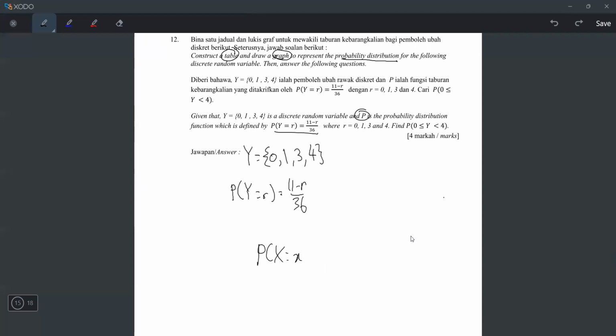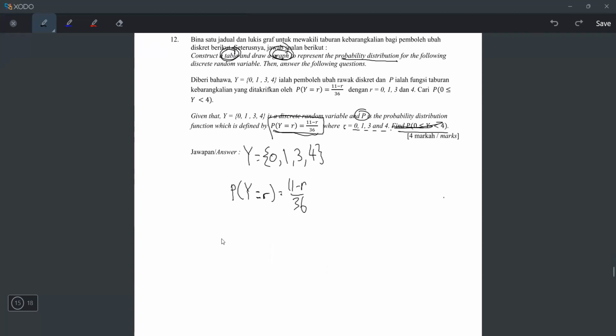So this question is obviously from Bernoulli distribution, but I will not be using this formula because they already give me the formula they want me to use. So I'll just follow this. 11 minus r, they just follow. And then they say r equals to 0, 1, 3, 4, and then find this. Okay, this one I don't do first. This one you have to do in the end. Now I should focus on constructing the table and draw the graph.